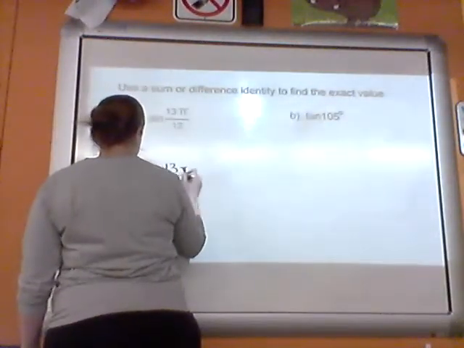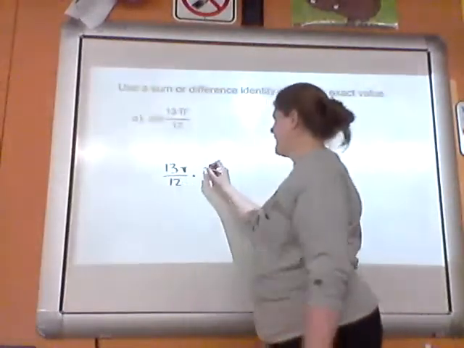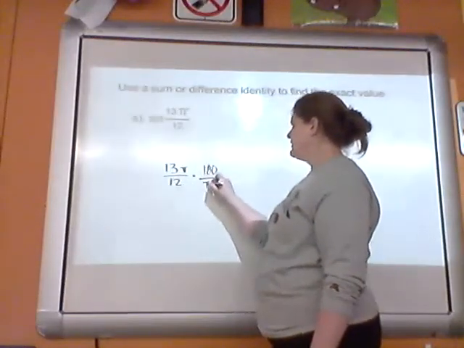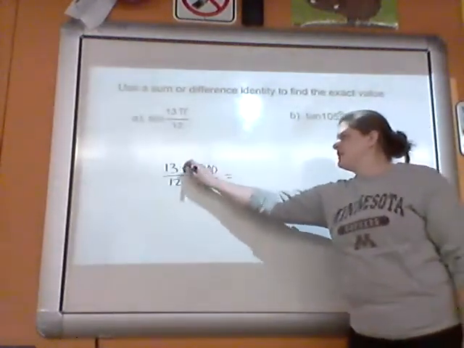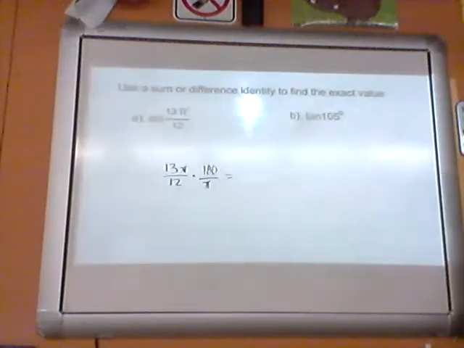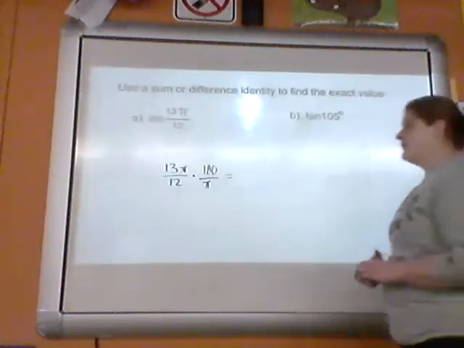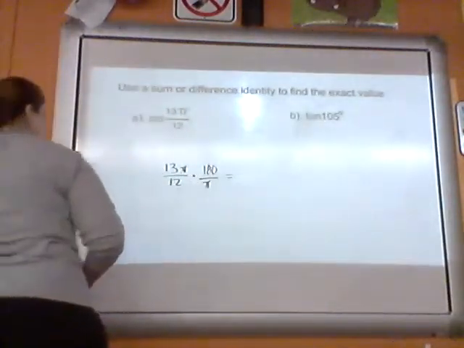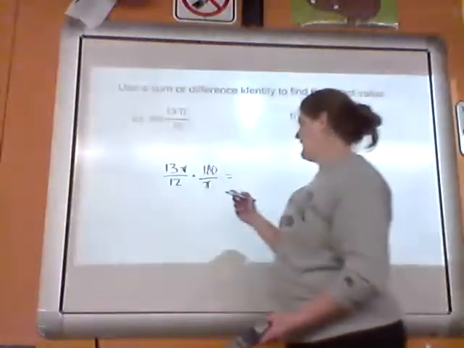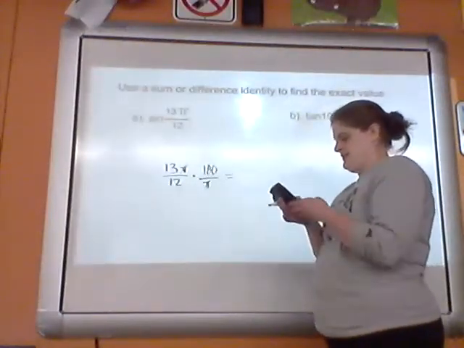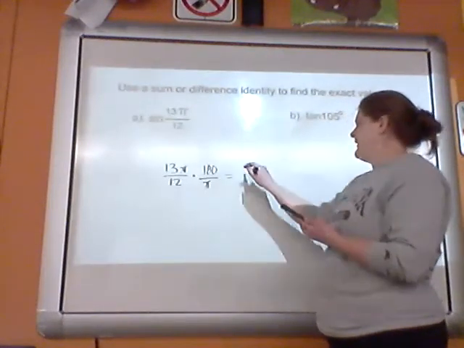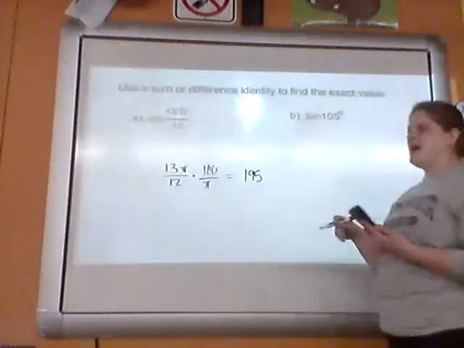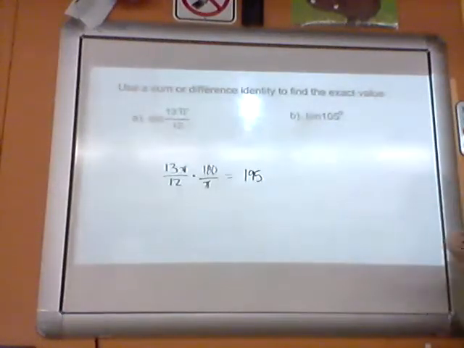So 13 pi over 12 can be changed by multiplying by 180 over pi, a special form of 1 for pre-calc. We technically cancel the pi's, and so we just need to know what 13 times 180 divided by 12 is. That's 2,340, and then you divide that by 12, which is 195. So 195 is not a meeting point on the unit circle.